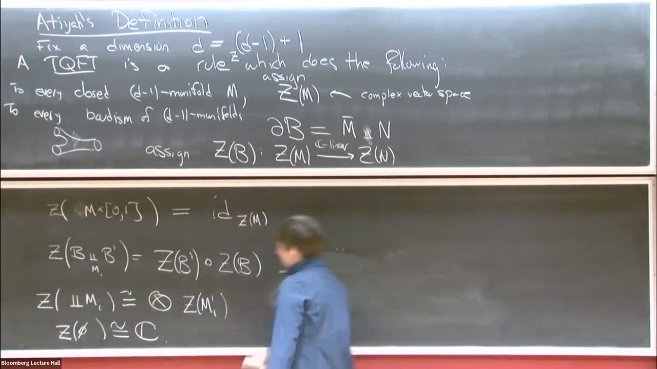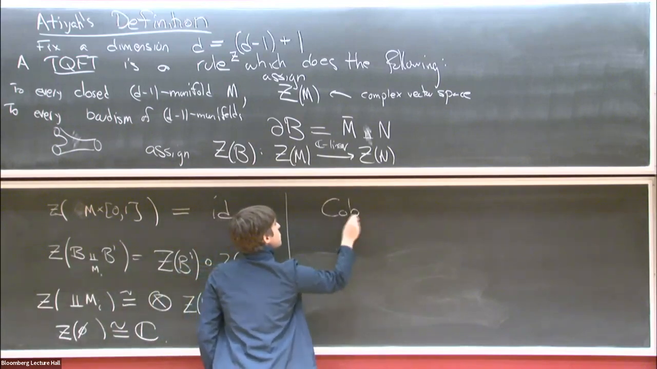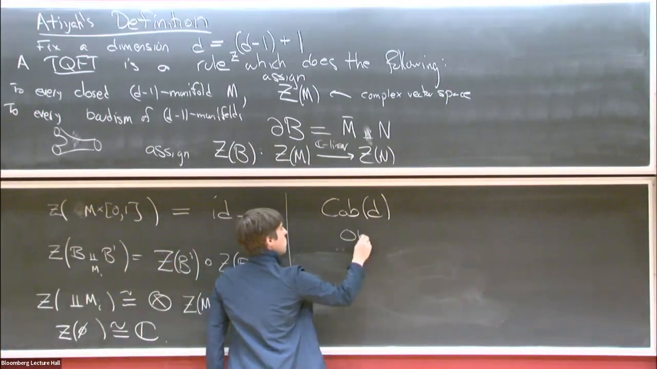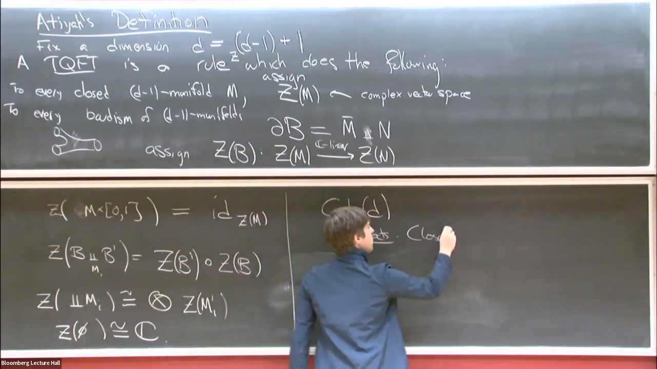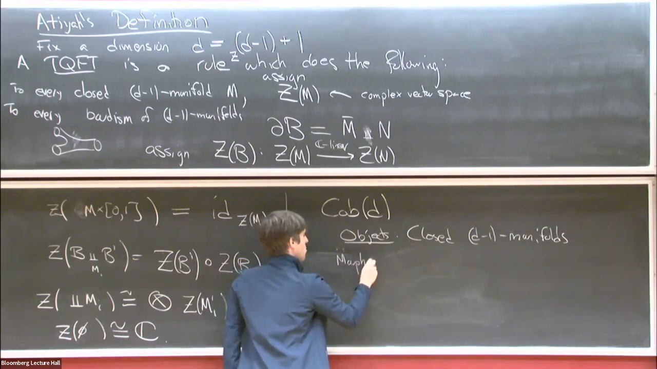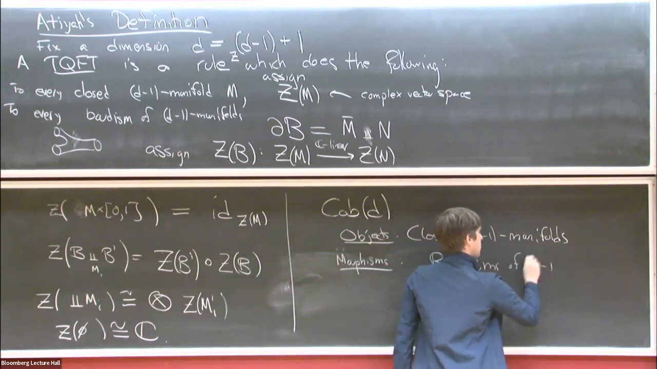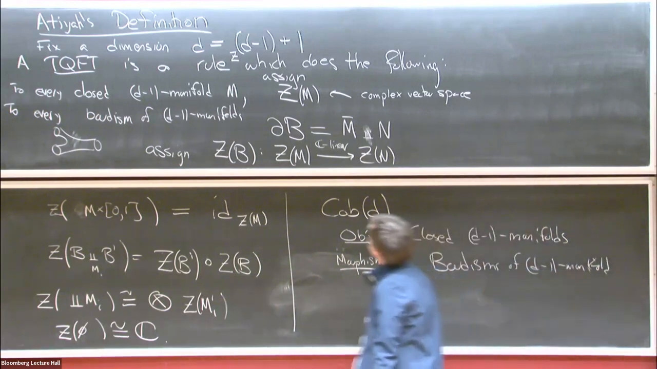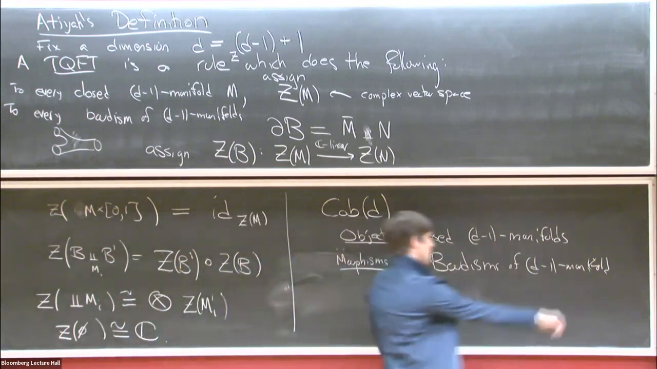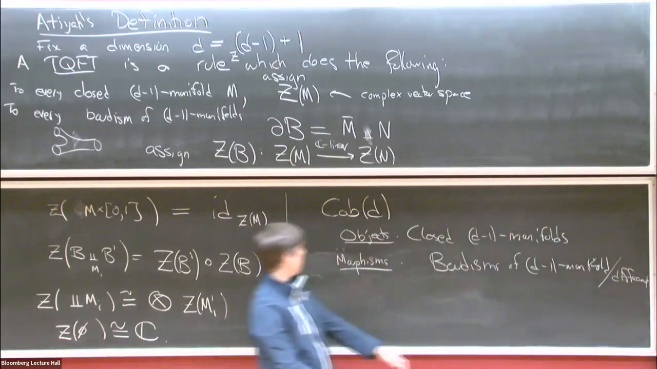Now you can summarize this definition very efficiently in the language of category theory. So if you fix a dimension D, there's a category, which I'll denote by Cob D. This is the category whose objects are closed D minus one manifolds, and morphisms are given by bordisms of D minus one manifolds. That is, a morphism from, for example, two circles to one circle is a picture like this. And let's say we consider two morphisms to be the same if the total spaces of the bordisms are diffeomorphic.